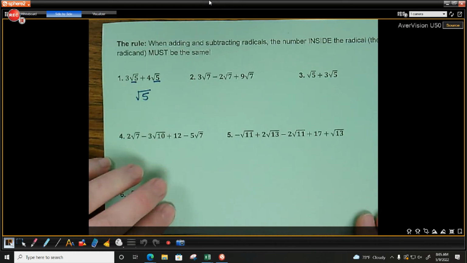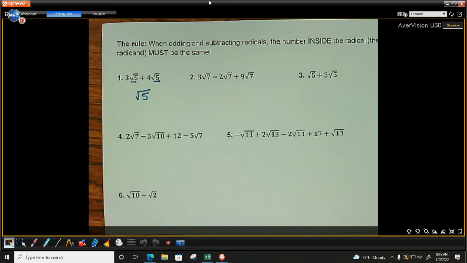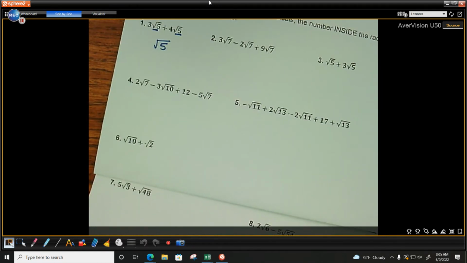Okay, so when you add and subtract, keep your radical. Do you need help? I know, we haven't done foldables before. Again, flip it up. We're going to do this one.